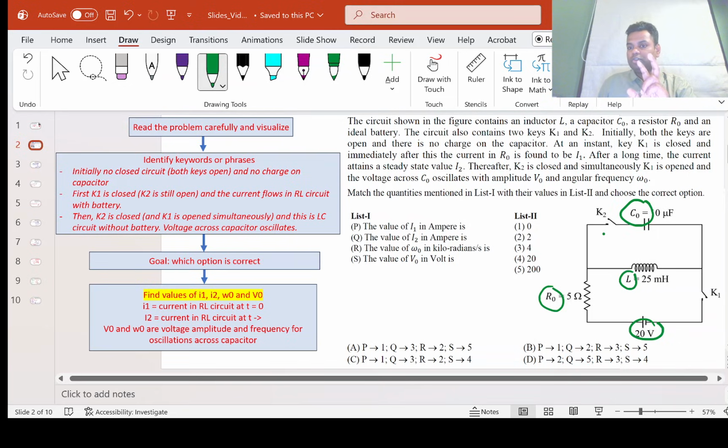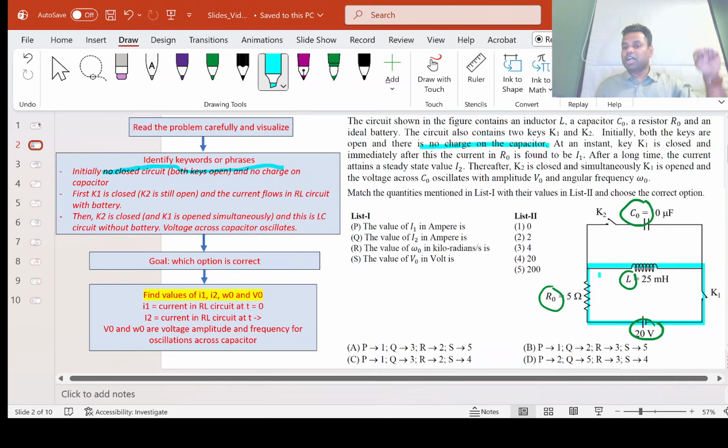So we have two switches, K1 and K2. Initially they are open, so initially there is no closed circuit. That means there is no current in the circuit, and the problem also says initially there is no charge on the capacitor. Now first we close the key 1, so that completes this circuit and the current will start flowing in the circuit.